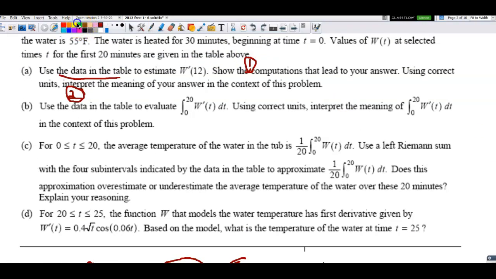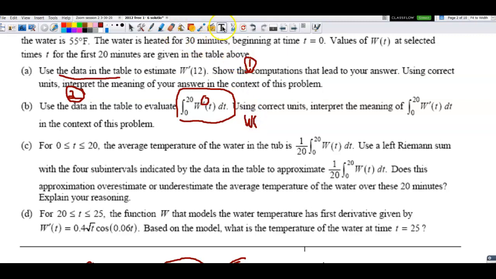In letter B, use the data in the table, so everything is referring us back to the table, to evaluate a definite integral. So notice that we're integrating W prime. So when you integrate a rate, you lose the rate. So if we integrate W prime, we simply return back to W. And we're going to use FTC part 1, so we would have W.